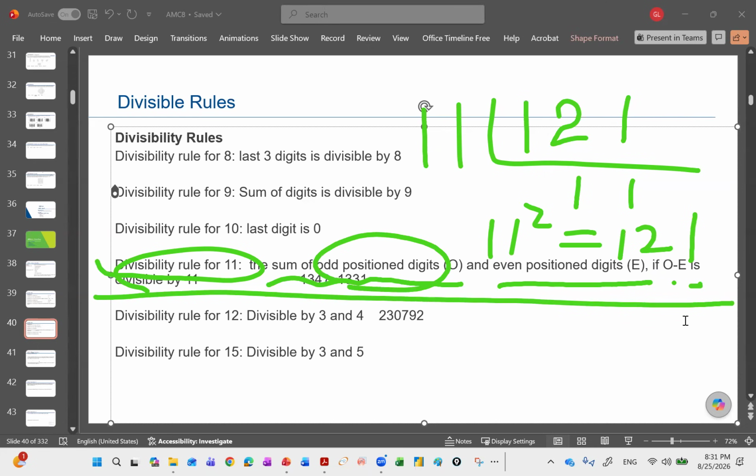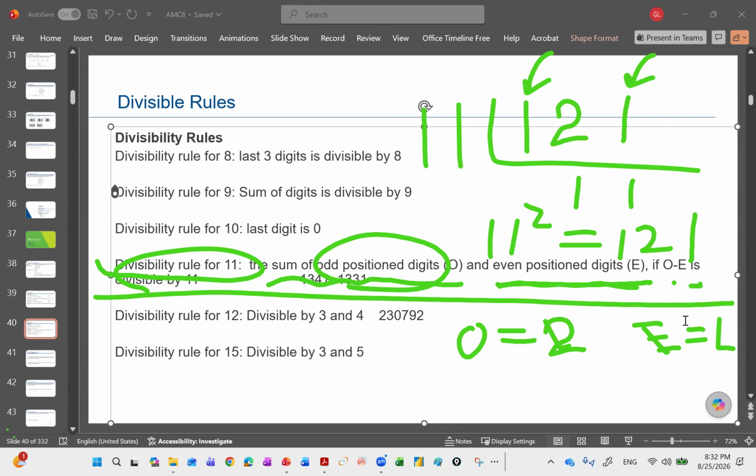Odd positions are this one and this one, right? The sum of them, O, equals 2. The even position is 2, so E also equals 2. So O minus E equals 0. So 0 divided by 11 equals 0. Yes, that's why this rule makes sense, right?